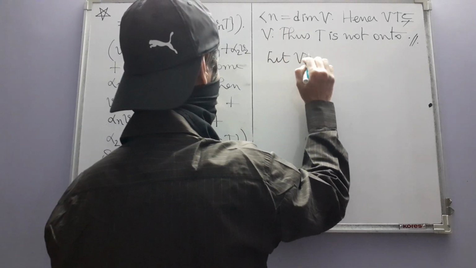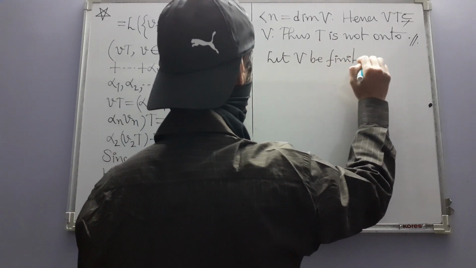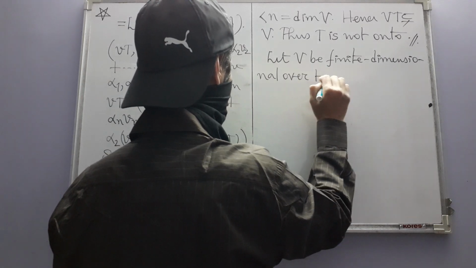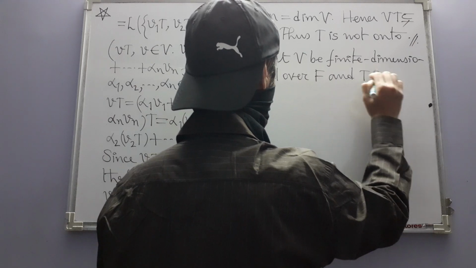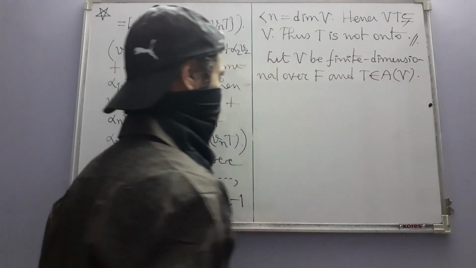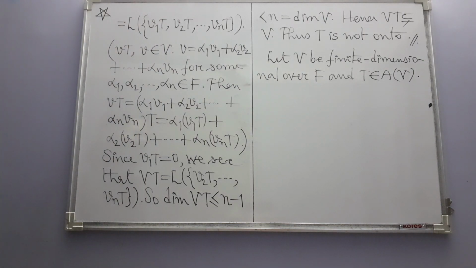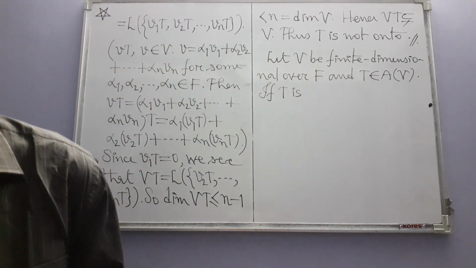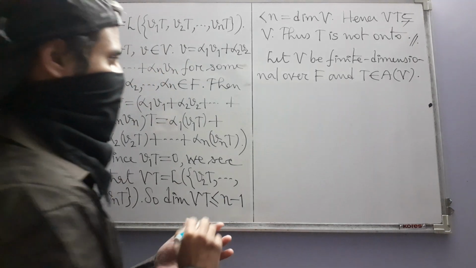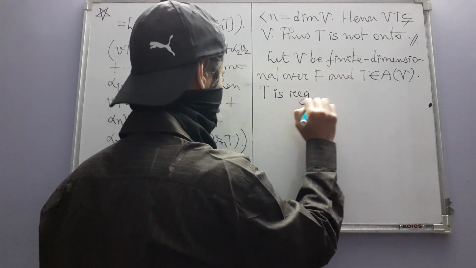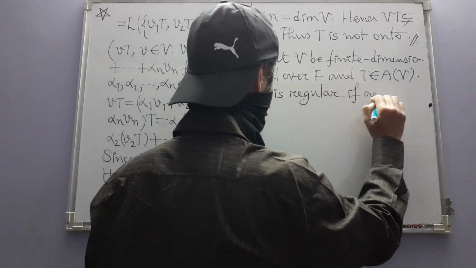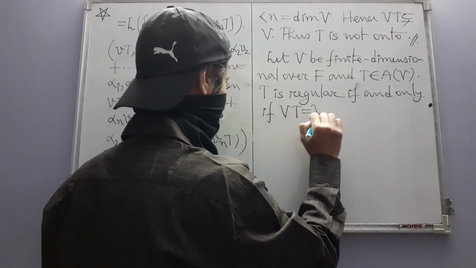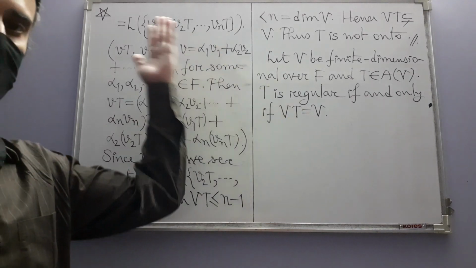Let V be finite dimensional over F and T be a linear operator on V. So just now we have proved that T is regular if and only if Vt is equal to V. Okay, so we are just restating what we have done.